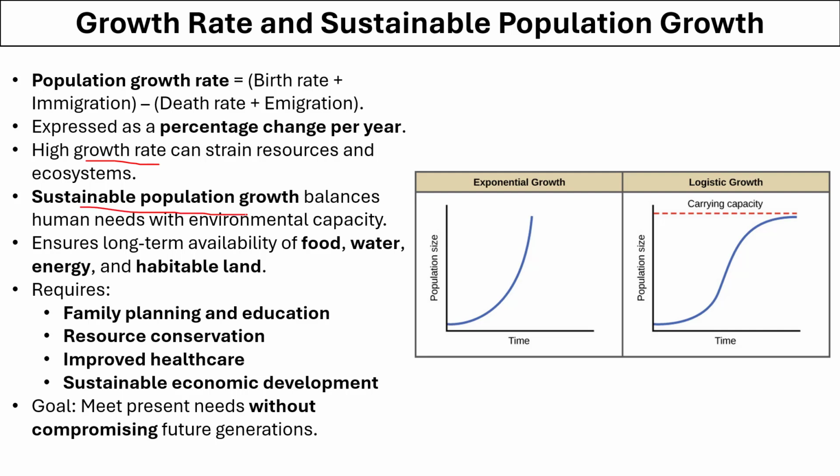So, sustainable population growth is what can create a balance between the needs of a human being and the total capacity of an environment. It ensures that for a longer period of time, resources like food, water, energy, and habitat are available to all the organisms living in an area. For that, we should implement family planning strategies and educate people. We should also try to conserve the resources, improve healthcare, and use sustainable economic development. The goal is to meet the present day needs without compromising what we leave for the future generation.